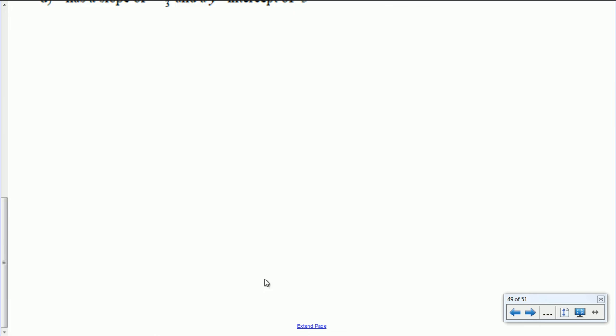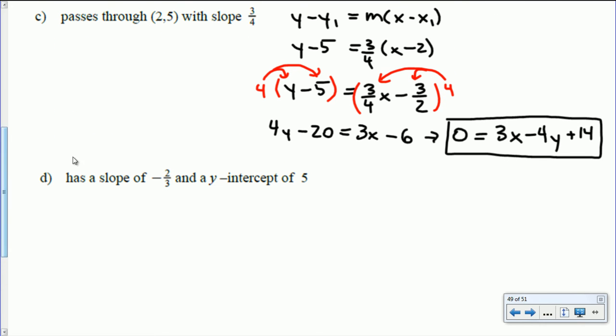Okay, 3d, kind of a similar concept. This time we're given the y-intercept. So the y-intercept is 5. That means we have a point at 0, 5. I mean, we could use point slope form again, but given the fact that we have the y-intercept, it's a little bit easier to use this form, y equals mx plus b, because I have the slope, I have the y-intercept, just put it in, so negative 2/3 x plus 5.